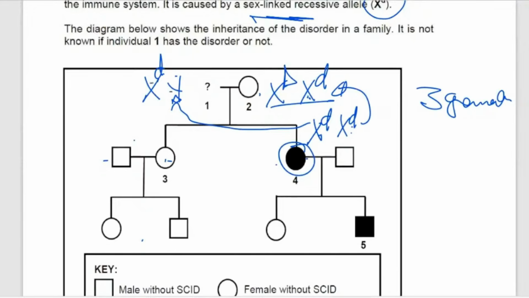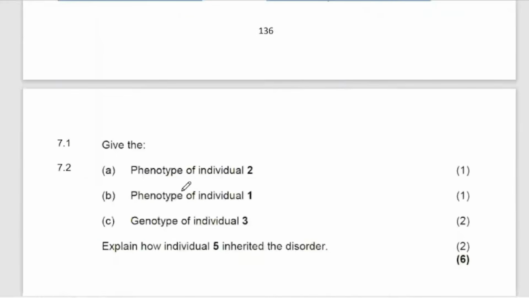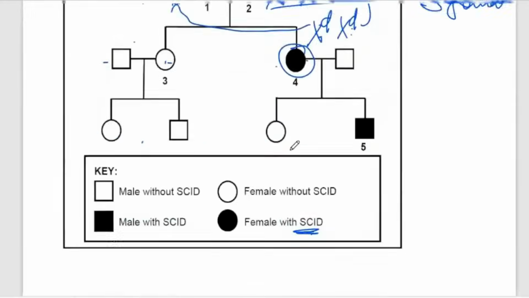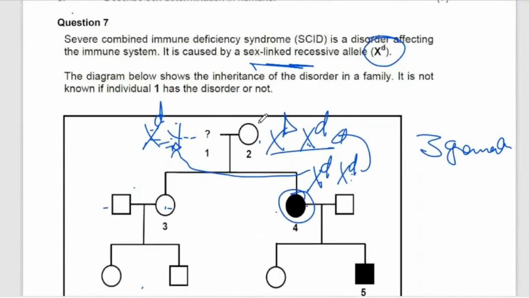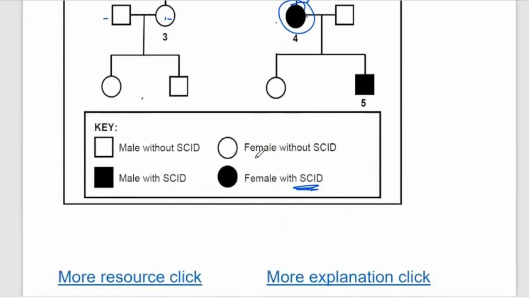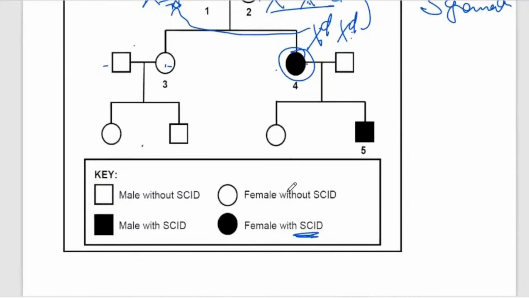How do we identify this? Now let's go to the next question. Then we are finding out: identify the phenotype of individual 2. The phenotype of individual 2. We have said that this person is normal. A normal female, or a female without the disorder.